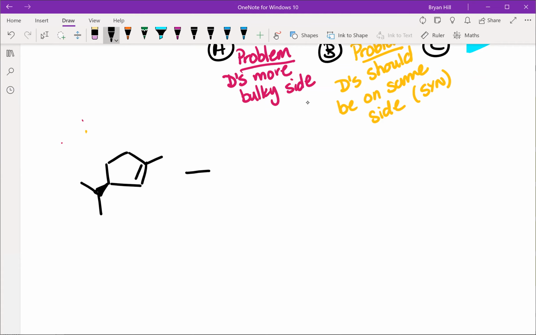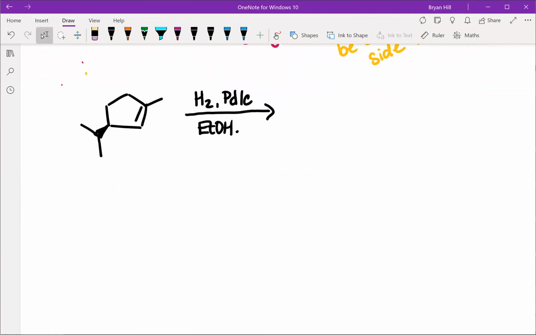Okay, so H2, palladium on carbon, ethanol. Oh, I guess I should bring up, for these reactions with double bonds, you might say to yourself, well, how do you actually do this reaction? It's relatively straightforward. It's kind of fun actually.